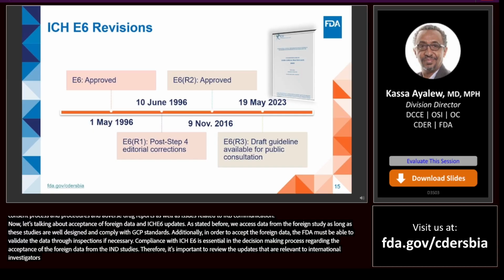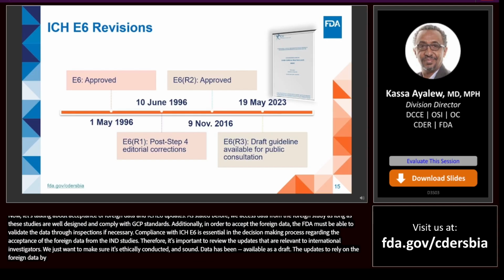We already discussed that ICH E6 provides GCP standards to ensure that international clinical trials are ethically conducted, scientifically sound, and produce reliable data. The guideline, first approved in 1996, has evolved through revisions, with E6R3 currently available as a draft. The updates to the ICH E6 guideline are expected to further strengthen the FDA's ability to rely on foreign data by facilitating global development of medical products.